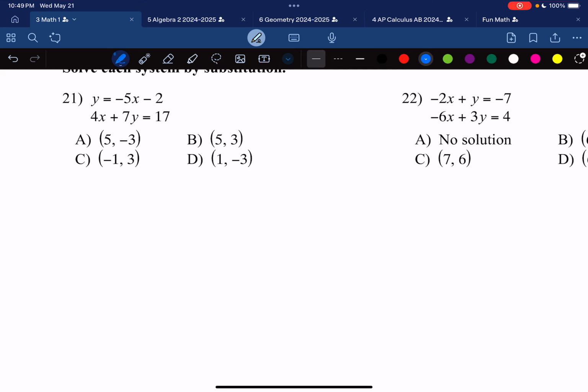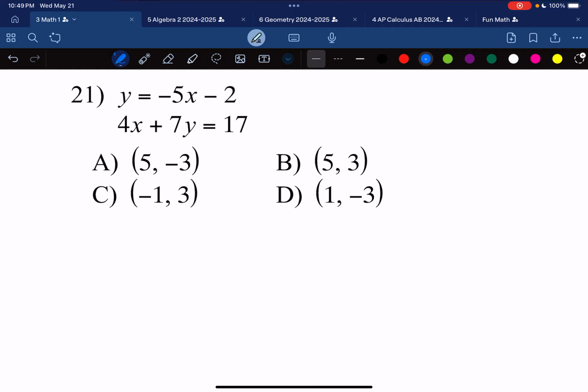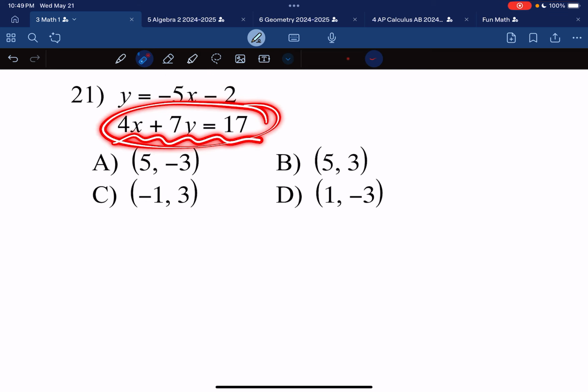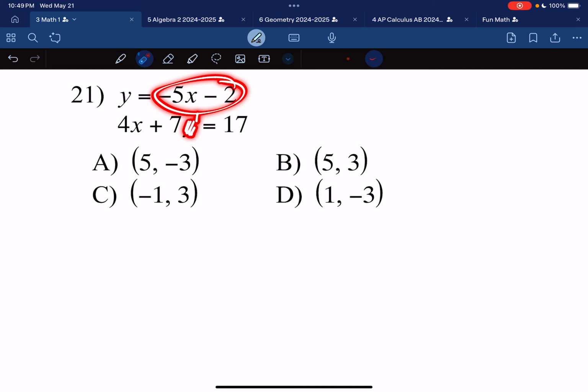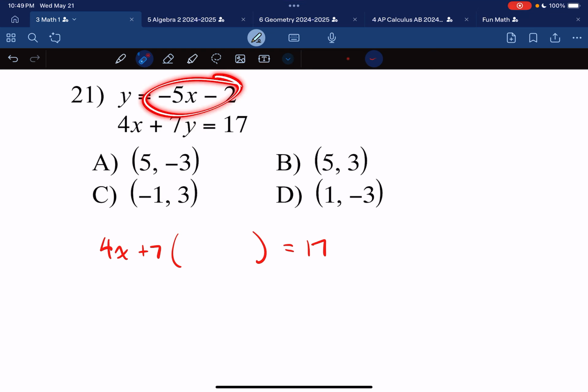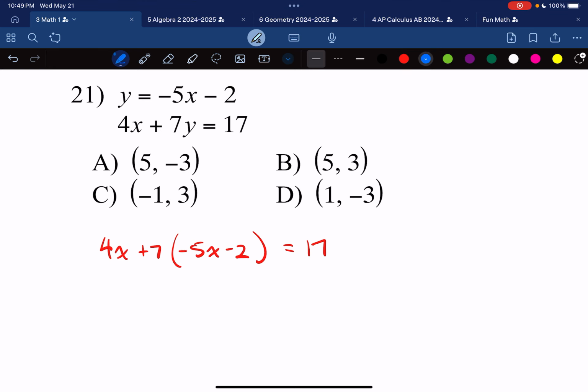Moving on to number 21. Solve by substitution. Substitution means we're taking one variable that's been solved for. Luckily, we have one already. And we're putting all this -5x minus 2 in for y, which means -5x minus 2 is this y. I'm going to rewrite this bottom equation, but instead of writing a y, I'm going to write all of this in right here. Here we go. I have 4x plus 7y is equal to 17. Can you see? I've rewritten everything, given myself space for the y. What's in that y? This -5x minus 2 is the y. So I'm going to say -5x minus 2 here, and then let's go ahead and solve.